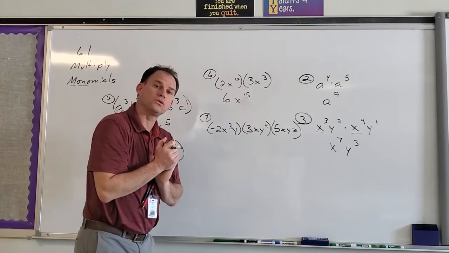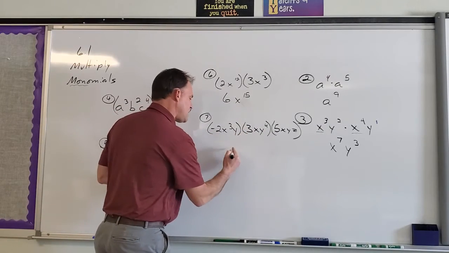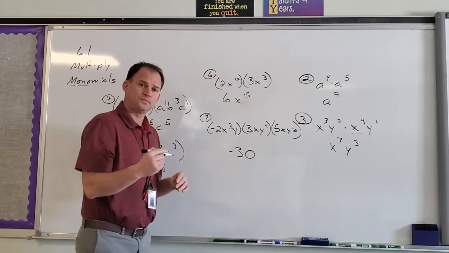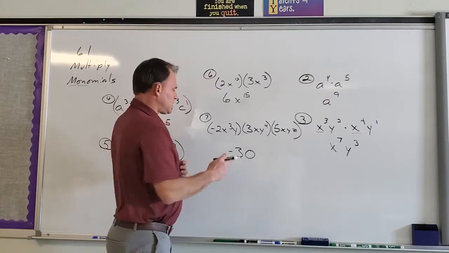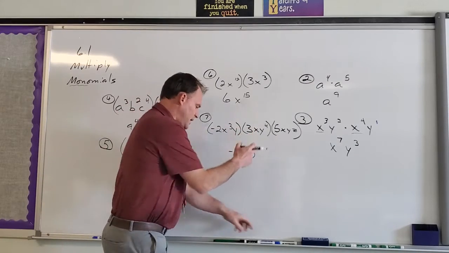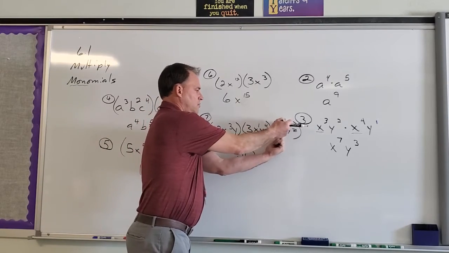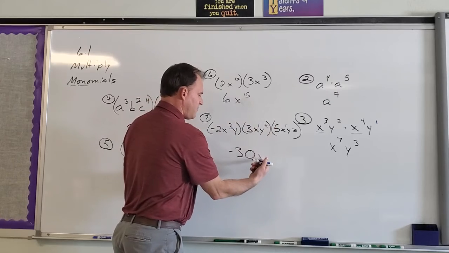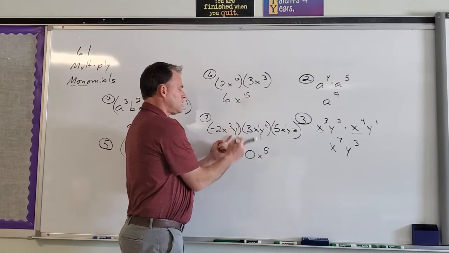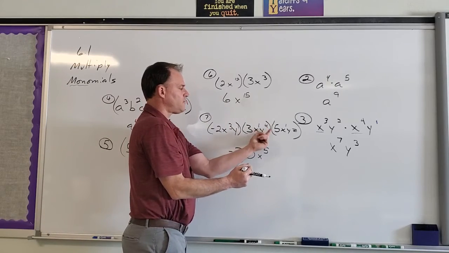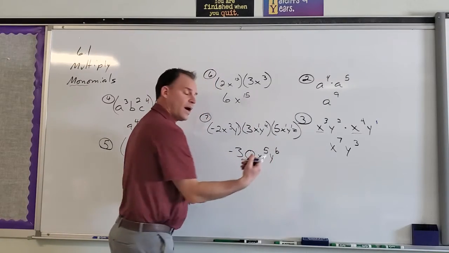Focus on those coefficients. Multiply them. It's a multiplication problem. -2 times 3 times 5. I multiply that together, I get -30. Then, go through and find like bases, things that are the same. X to the third, X. What's the exponent here? 1. What's the exponent here? 1. 3, 4, 5 gives me X to the 5th. Then find your Y's. Y to the first, Y to the 4th, Y to the 1st. 4, 5, 6, Y to the 6th.